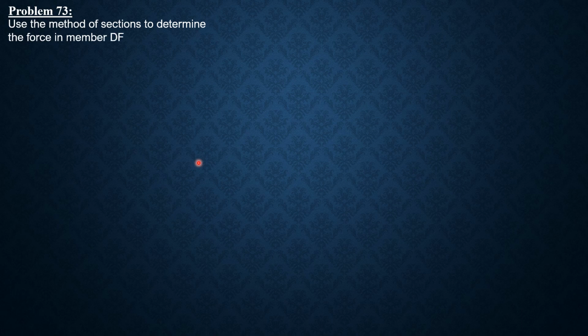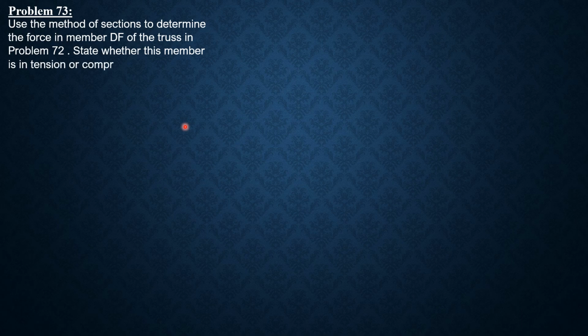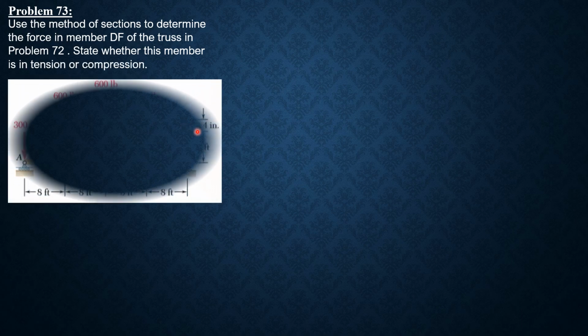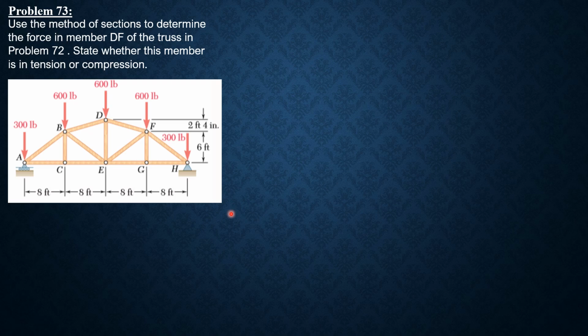Let's have the solution to example 73. Use the method of sections to determine the force in member DF of the truss in problem 72. State whether this member is in tension or compression. So here is problem 72 in this series of examples.